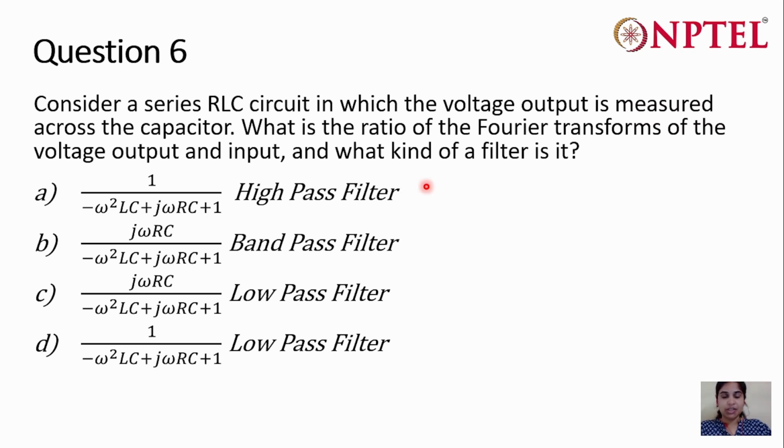So try to imagine an RLC circuit, write down its equations, and the voltage output is measured across the capacitor. Now, what kind of a filter will it look like?